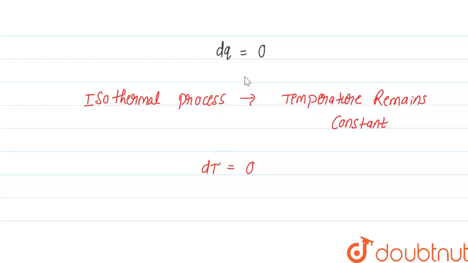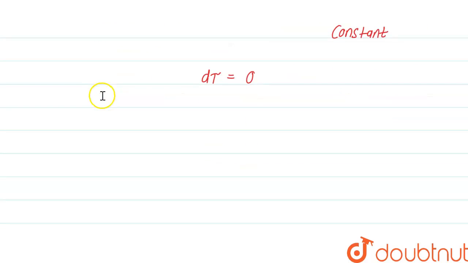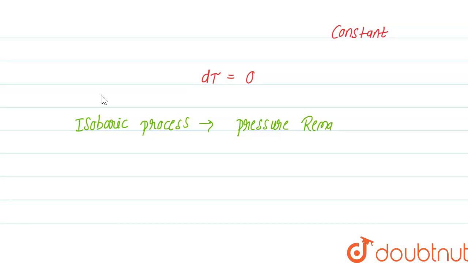And an isobaric process is a process in which the pressure remains constant. So in an isobaric process, the change in pressure, dP, is always equal to 0.